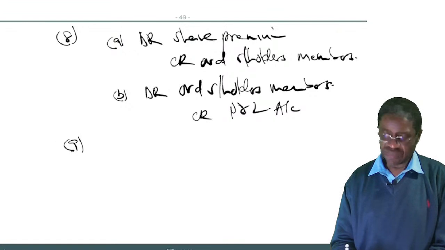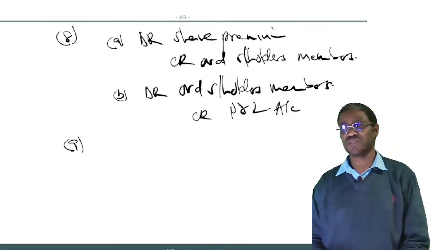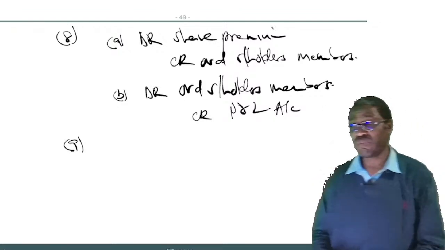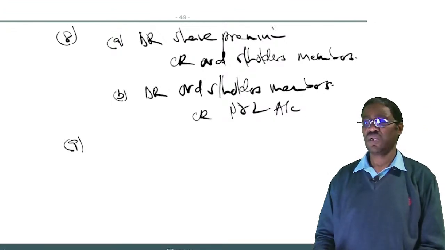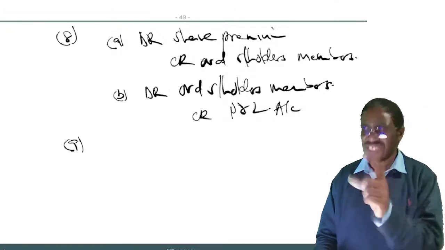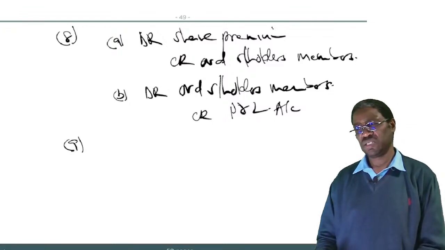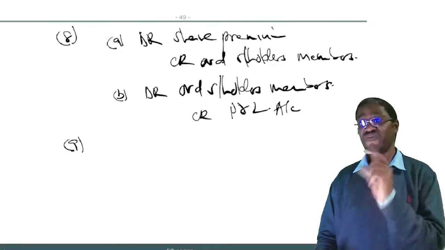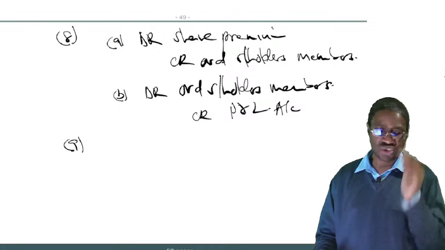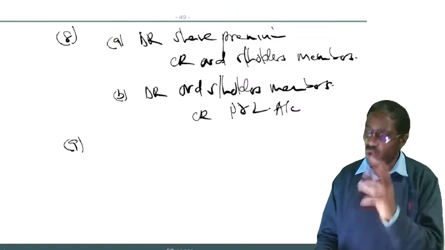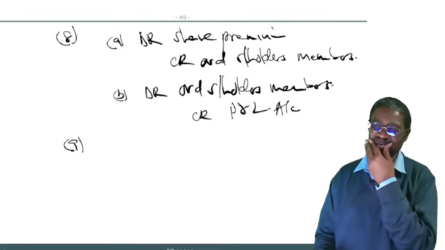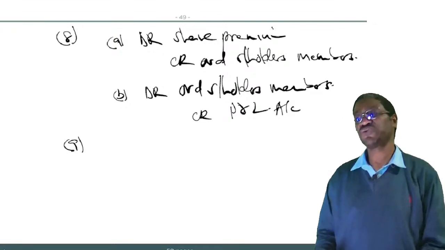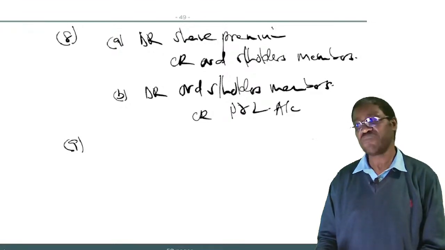Number 9. Transfer fictitious assets to the ordinary shareholders members account.